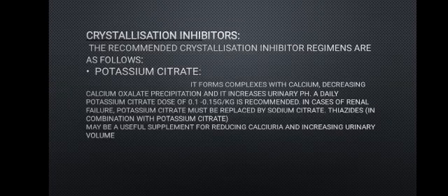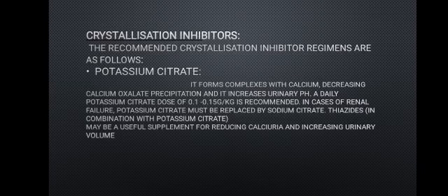The next method of treatment is crystallization inhibitors. The recommended crystallization inhibitor regimens are as follows. Potassium citrate is one of them. It forms complexes with calcium, decreasing calcium oxalate precipitation, and increases urinary pH.